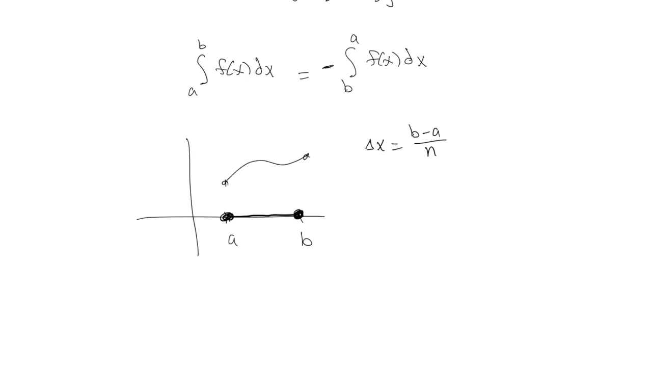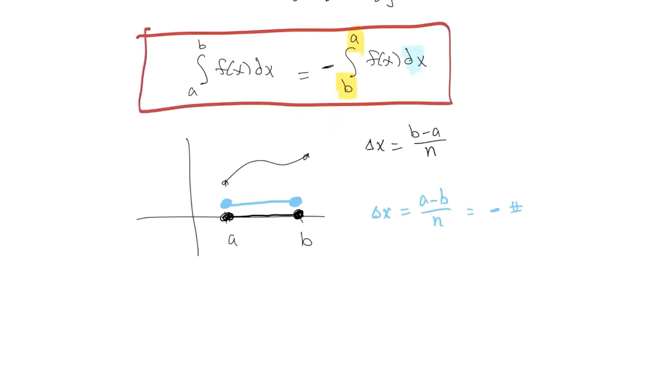If I'm integrating from b to a, then I'm going backwards. So let me pick blue here. If I'm going from b to a, my final is a, my initial is b. So I would have in that case (a minus b) over n, and that is going to be a negative value. That's a negative number, right? So what happens in that case is my delta x in my integral here becomes a negative value. So if I integrate backwards on my number line, I'm getting an integral that's negative.